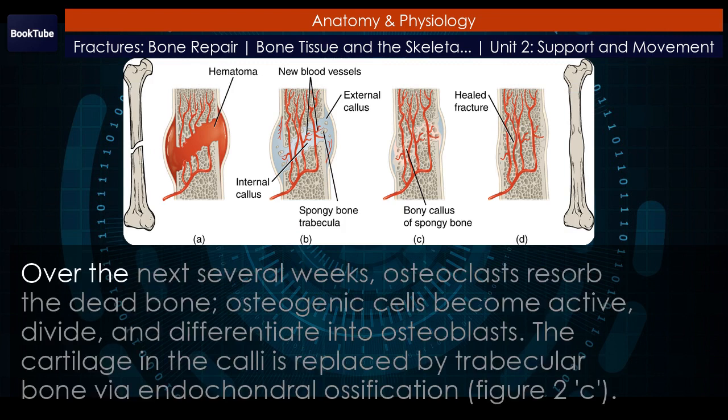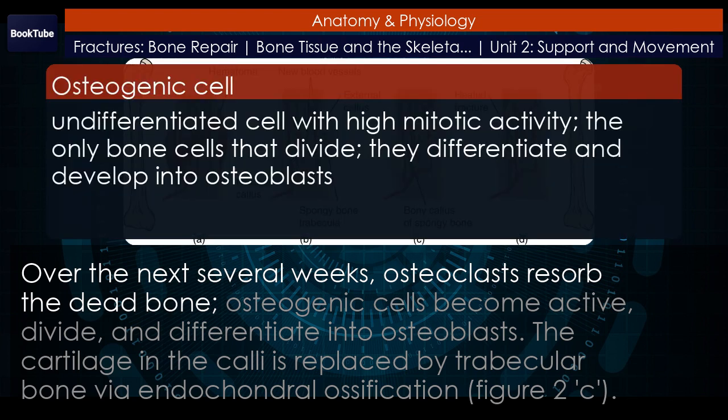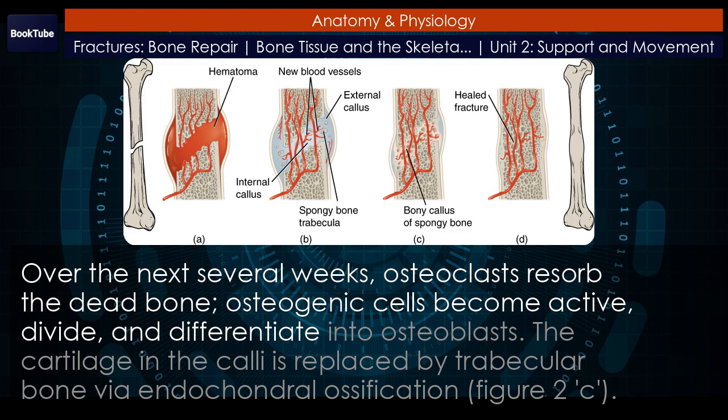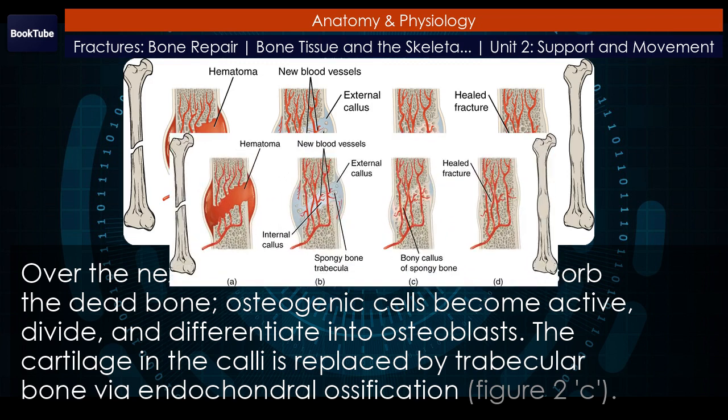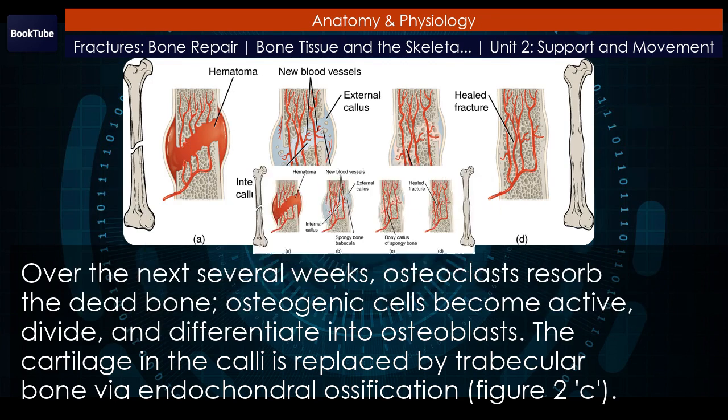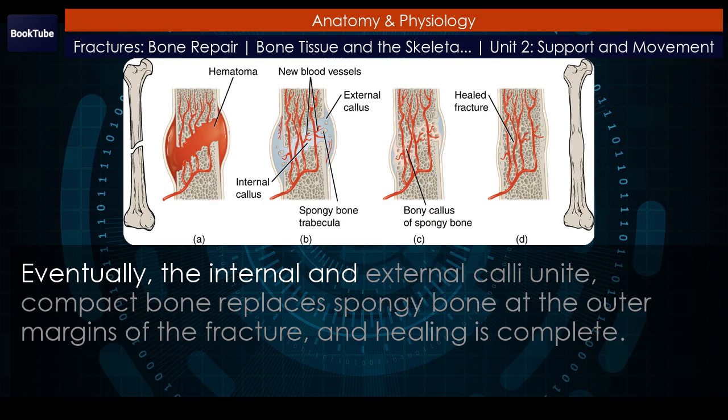Over the next several weeks, osteoclasts resorb the dead bone. Osteogenic cells become active, divide, and differentiate into osteoblasts. The cartilage in the calli is replaced by trabecular bone via endochondral ossification. Figure 2c. Eventually, the internal and external calli unite.